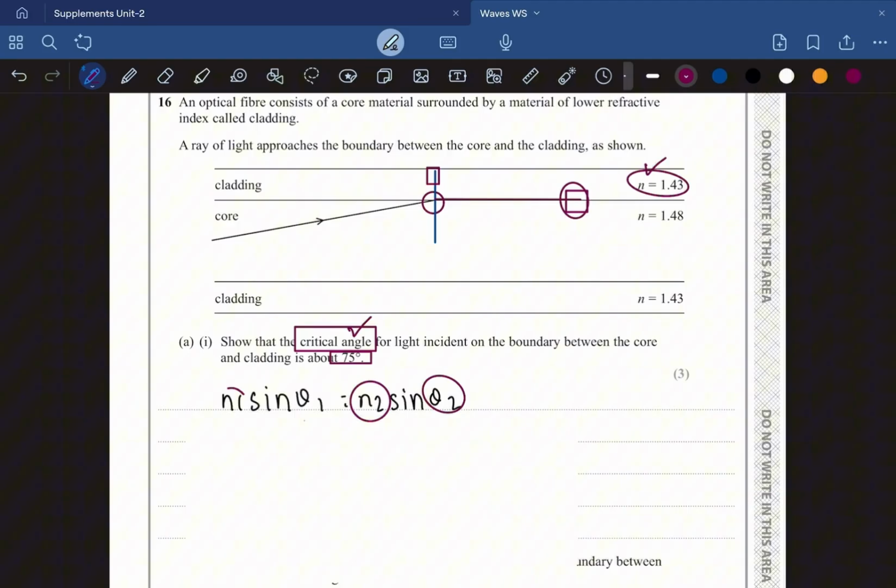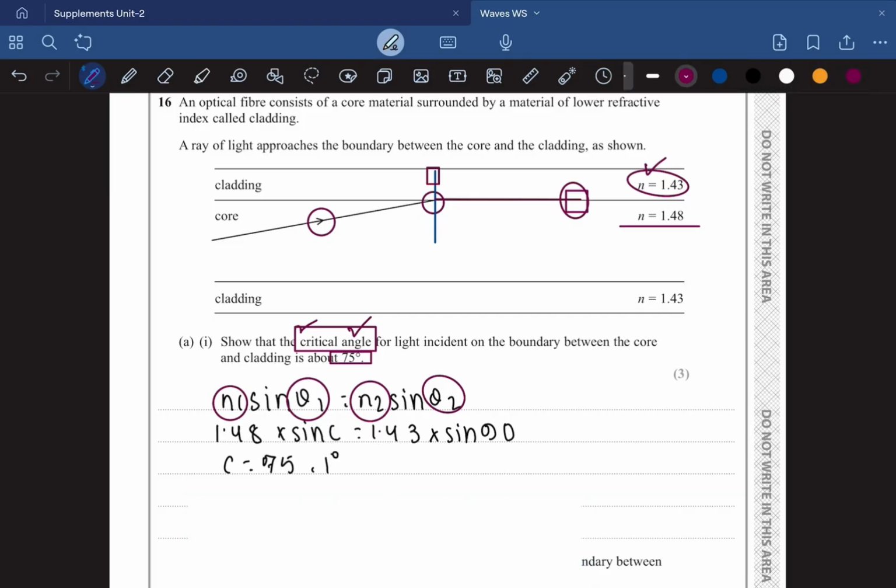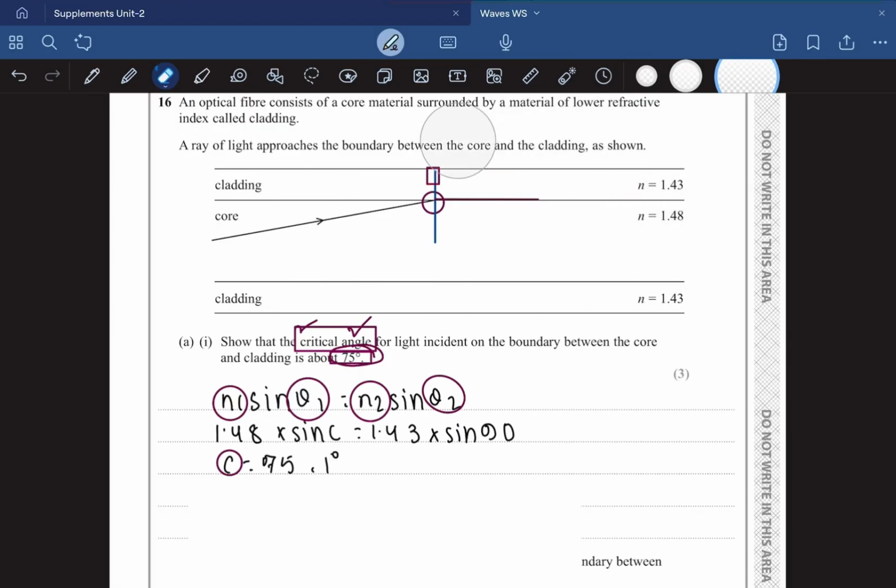Our n1 is going to be the refractive index of the core, and we know the refractive index of the core is 1.48. Figuring out this theta will give us our critical angle. Now let's work this out. Here we can see that the C value is 75.1. So yes, we can show that our critical angle is 75 degrees. Now this math was very important. Now let's have a go at a few more questions.